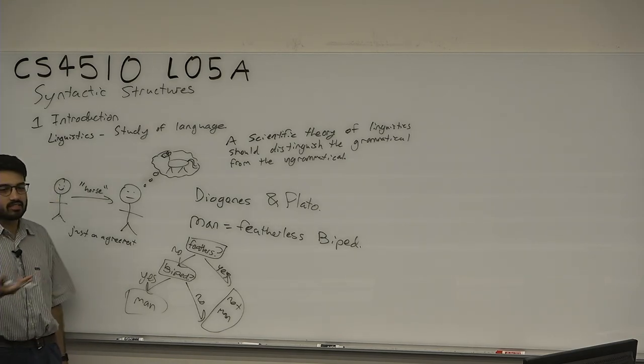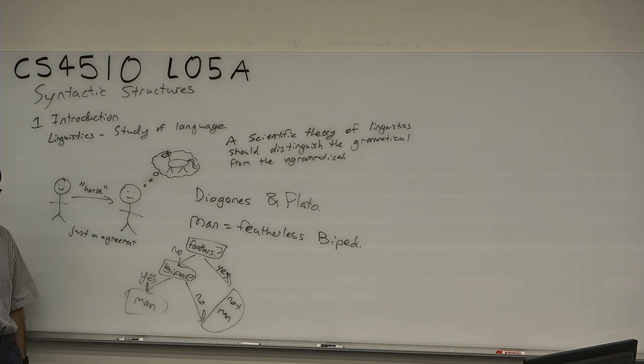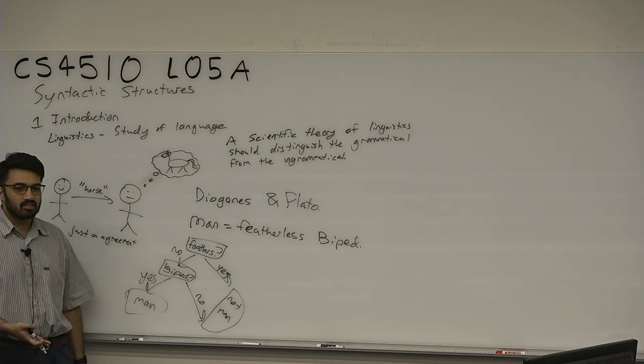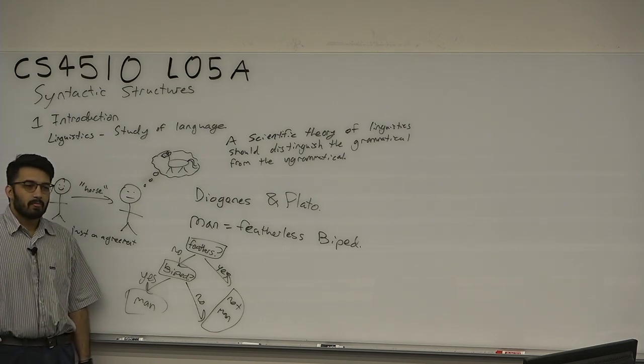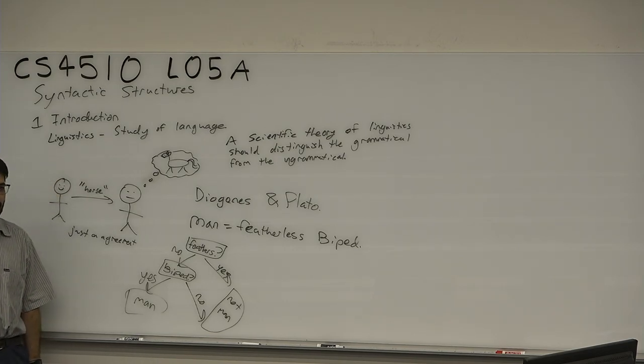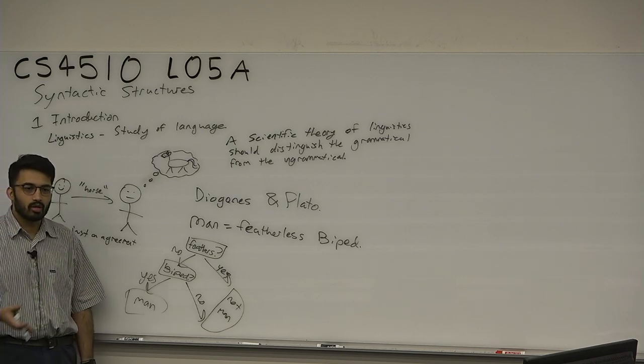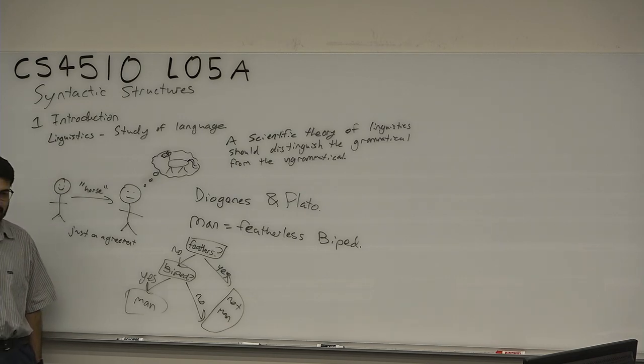Then Plato updates his definition to say a man is that which is featherless, a biped, and has fingernails. That's his new definition. But I think for any definition Plato could give, we could always give some sort of counterexample, like a plucked chicken. Maybe I glue fingernails onto the chicken, right? I don't know.